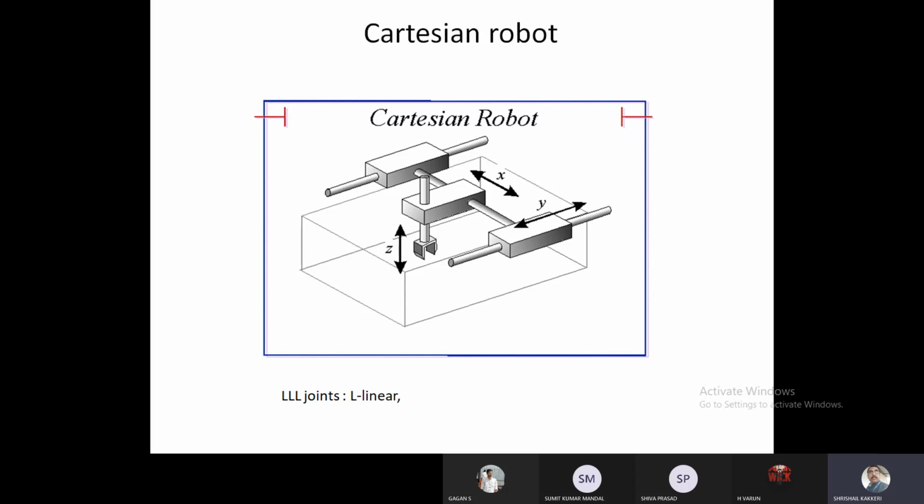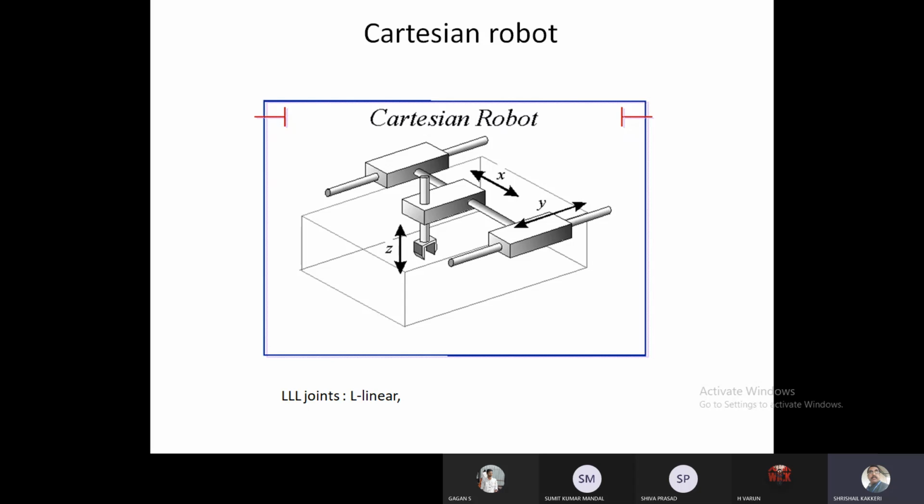That means the work volume generated by these robots is a rectangular cubical one, and the spatial resolution of these robots will be equally or uniformly distributed over the entire work volume of the robot. The entire work volume will have similar size and similar kind of spatially resoluted subsets, so we can say the repeatability and accuracy of the robot will be uniformly distributed throughout our entire work volume.